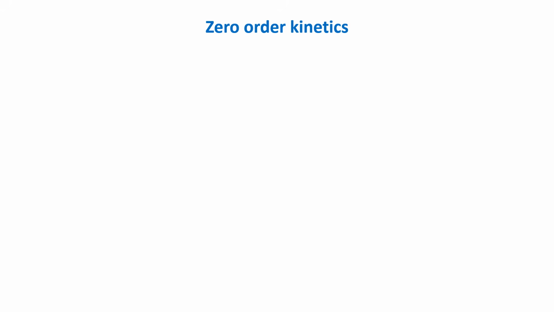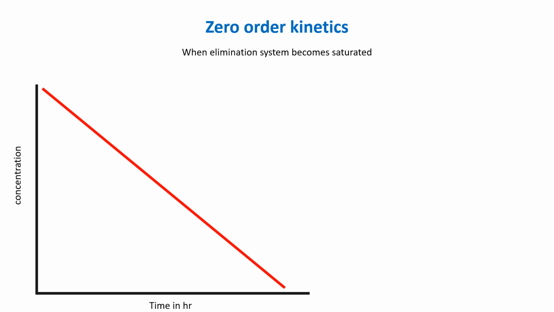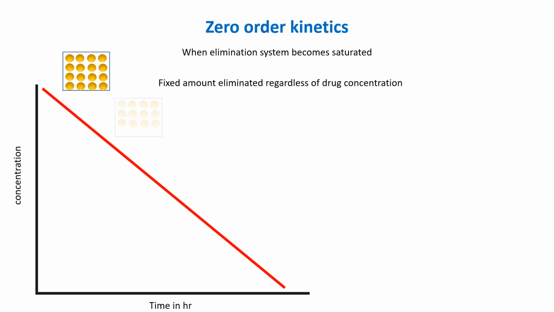In contrast to the first order kinetics, we also have zero order kinetics that occur when the drug concentration is so high that the elimination system becomes saturated. Enzymes, transporters, or other processes responsible for drug metabolism or excretion are working at their maximum capacity and cannot increase their rate, no matter how much drug is present. So, the system eliminates a fixed amount of drug per unit time, leading to a fixed amount of drug elimination rate rather than constant proportion.